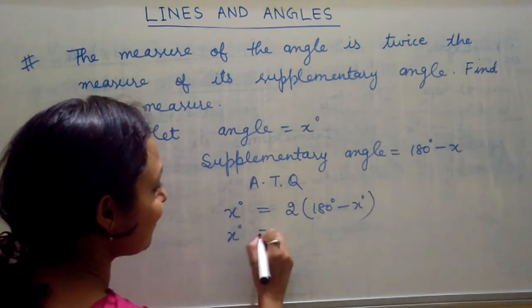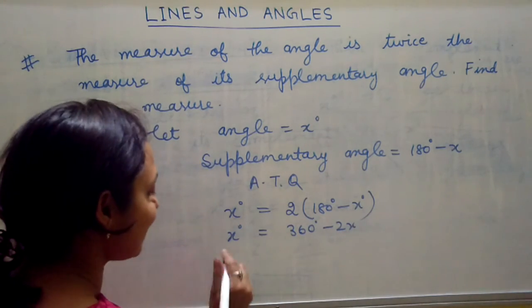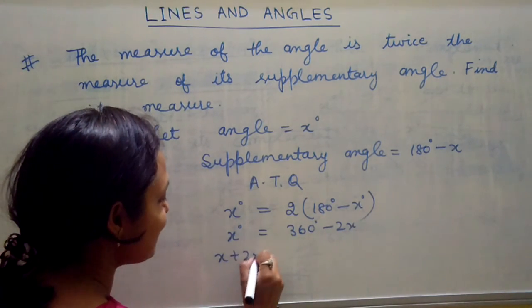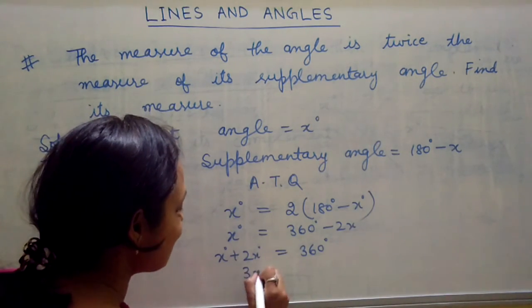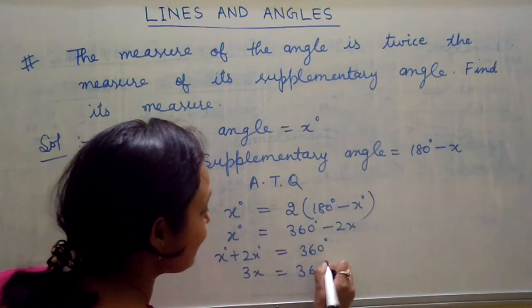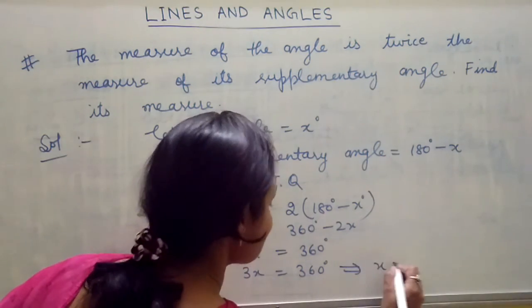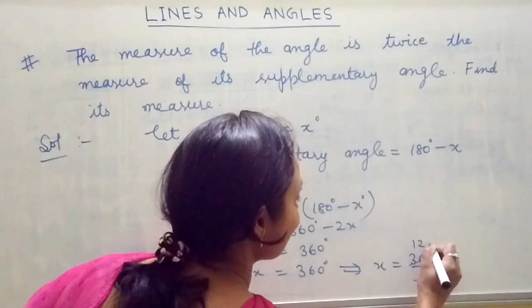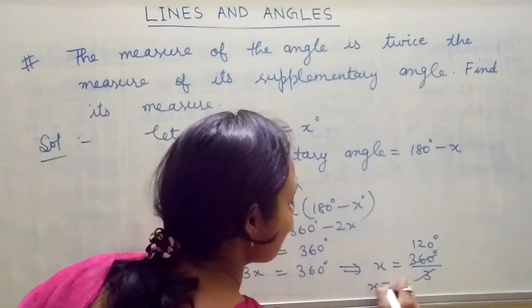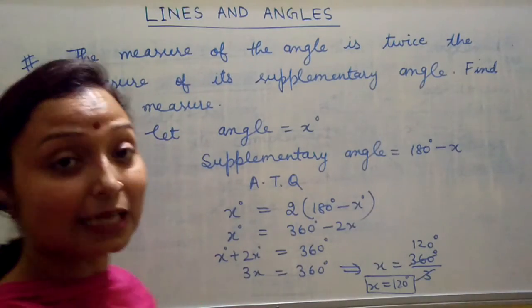So x equals 360 minus 2x. Taking this to the left hand side, x plus 2x equals 360 degrees. That is 3x equals 360. What is the value of x? 360 divided by 3, after cancellation, is 120 degrees. So x equals 120 degrees. This is the solution of this type of question.